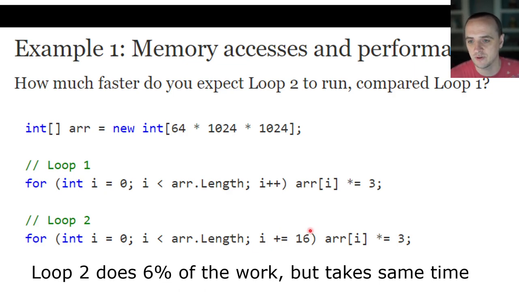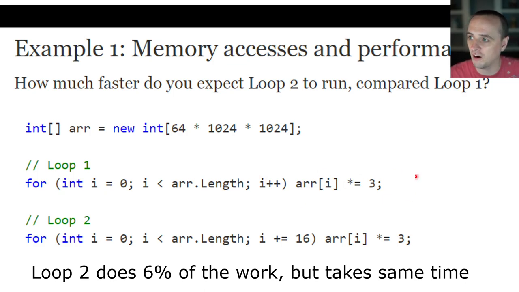The reason it takes the same amount of time is, and this example is constructed specifically for this, that one integer is 4 bytes. Typically, your fastest cache memory will be fetching 64 bytes at a time. So 64 divided by 4 is 16. So every time you look up something in the cache here, you're getting that integer in the array and the next 15 of them, right? So what happens here is you have one cache miss every 16 multiplies.